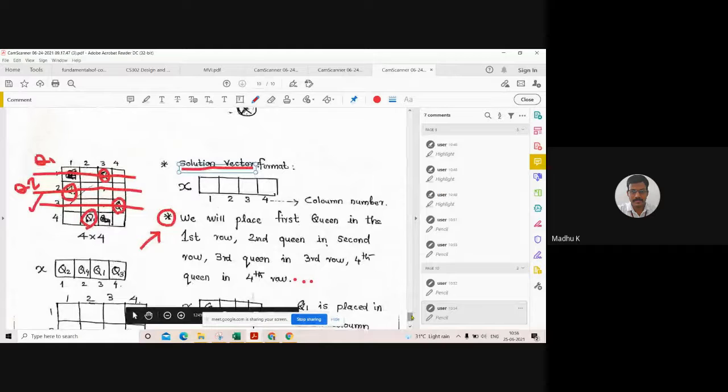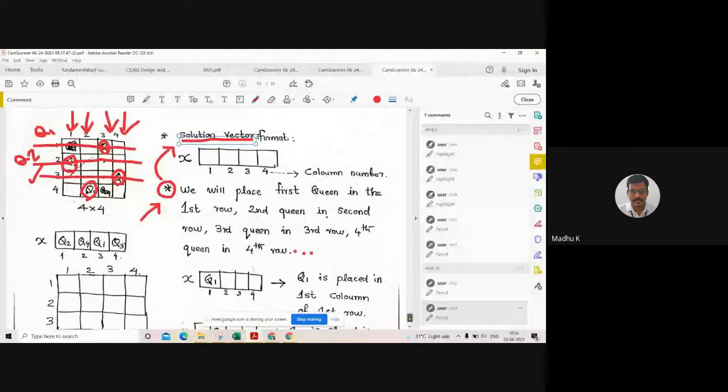solution vector format in this way. Because of this assumption, I am defining the solution vector in this format. What is this format? For example, this is an array. These are the column numbers: this is the first column, this is the second column number, this is the third column number, and fourth. So this is column number 1, 2, 3, 4.